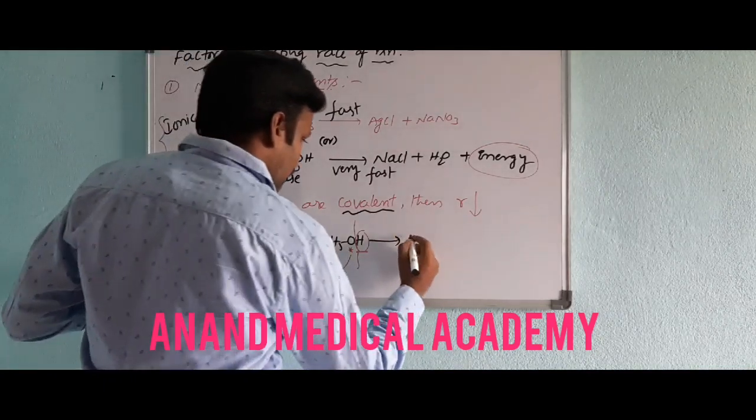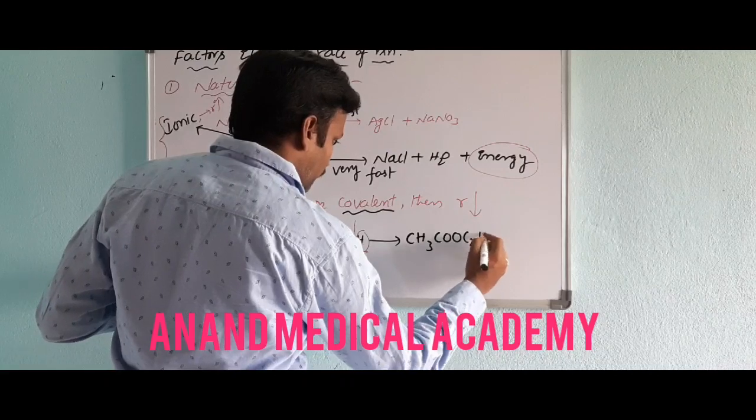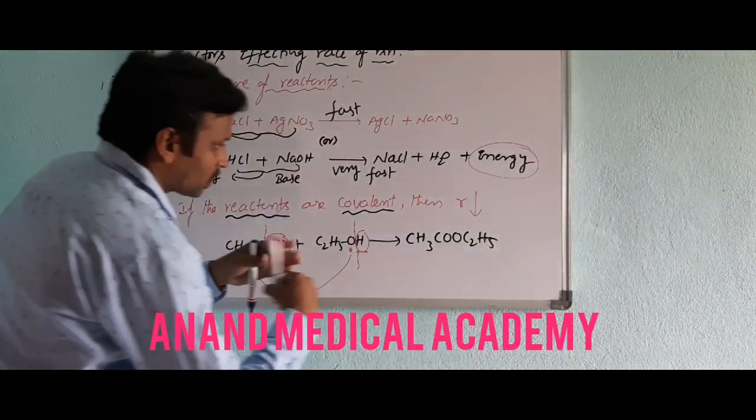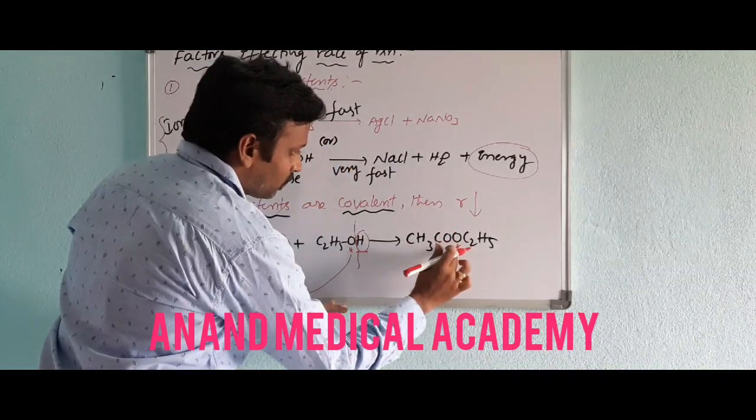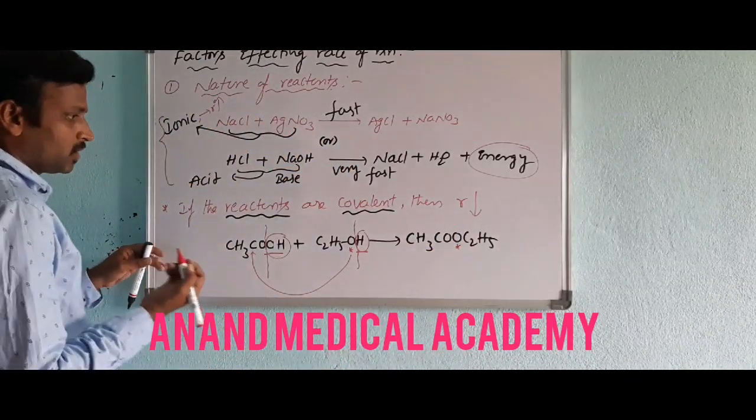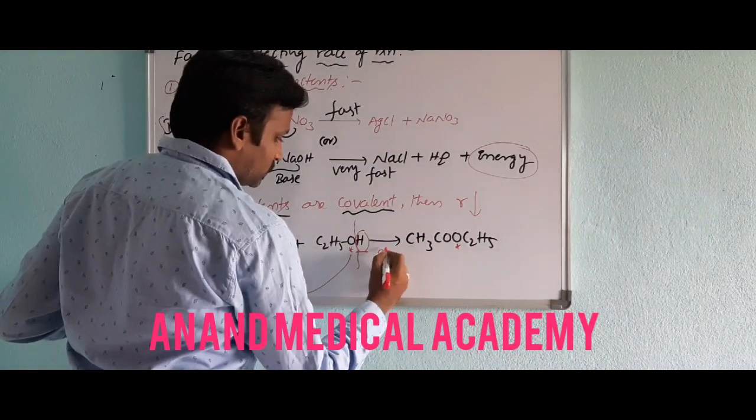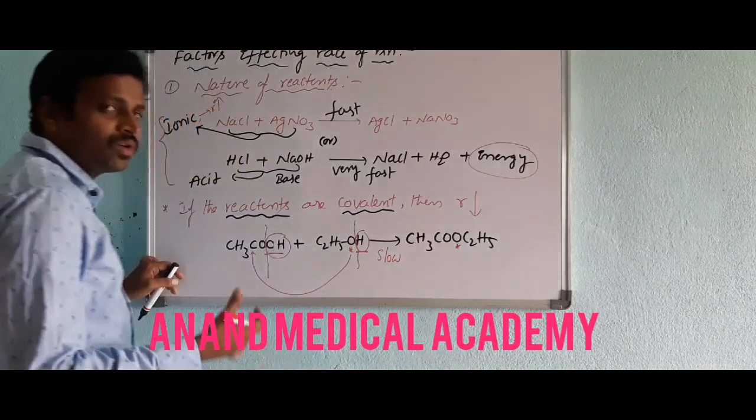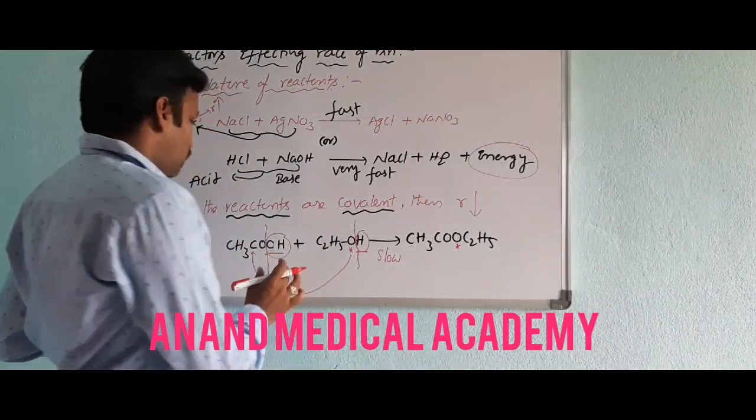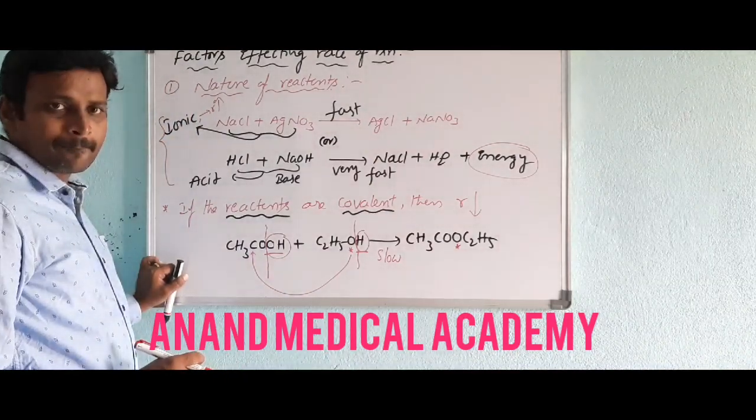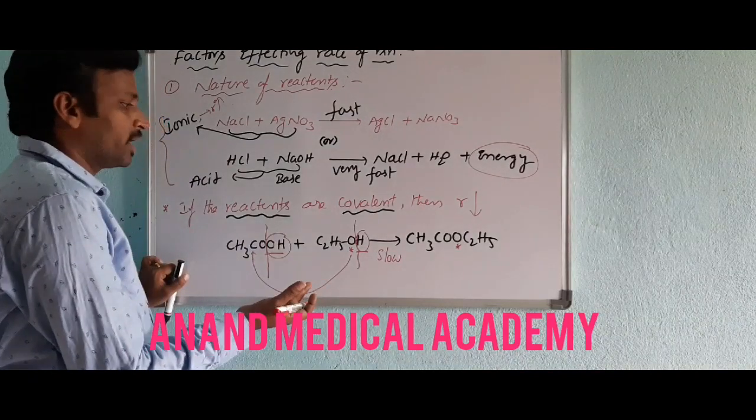Then you will have CH3COOC2H5. See, this oxygen formed a bond with this carbon, and there is a C double bond O. So what happened? Old bonds broken, new bonds formed. So this is moderate, not very slow. A moderate reaction, as I gave the example previously. Got it clearly? So here old bonds broken, new bonds formed.